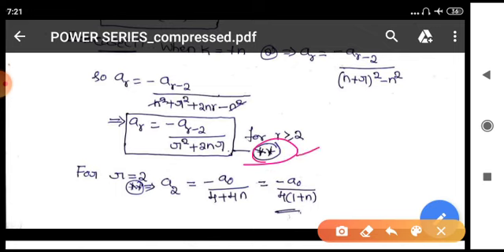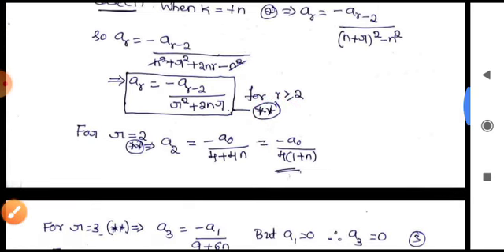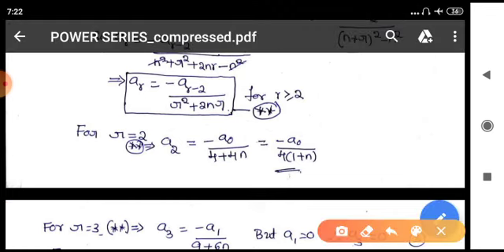This equation double star is valid for r greater than or equal to 2, or r equal to 2 to infinity. So for r equal to 2, we will see what we get in equation double star. When r is 2, this becomes a2 is equal to, 2 minus 2 is 0, that is minus a naught divided by r square, 2 square is 4, plus 2nr with r as 2, 4n. So it will be minus a naught, 4 is common here, 4 into (1 plus n).